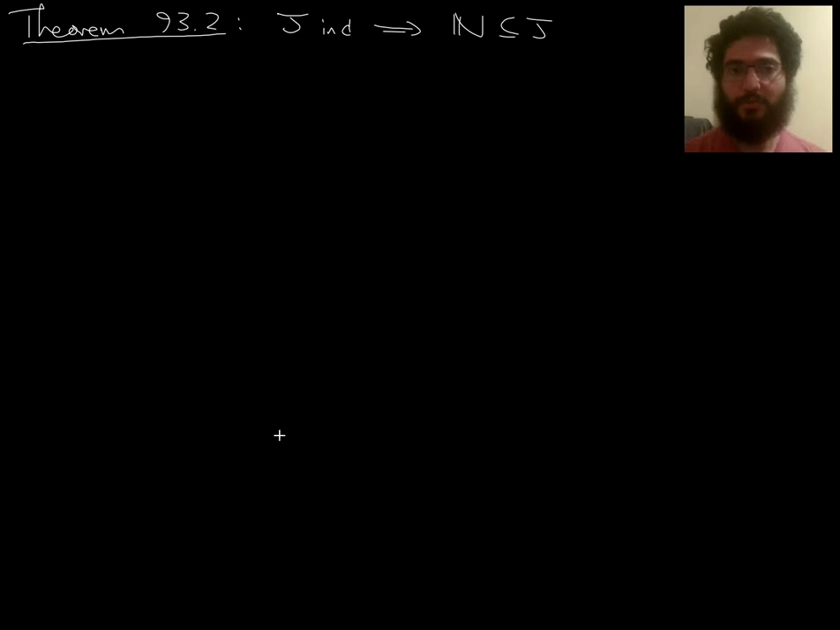Okay, here's theorem 93.2, and I'm writing a little bit of shorthand. So J ind means J is inductive. The theorem says if J is inductive, then N is a subset of J. And you see here, J is a free variable, right? So there's an implicit for all. It's like for all J, if J is inductive, then N is a subset of J. So this is saying N is contained in every inductive set. N is a subset of any given inductive set. Of course, N is not a free variable, because it's not a variable, it's a constant.